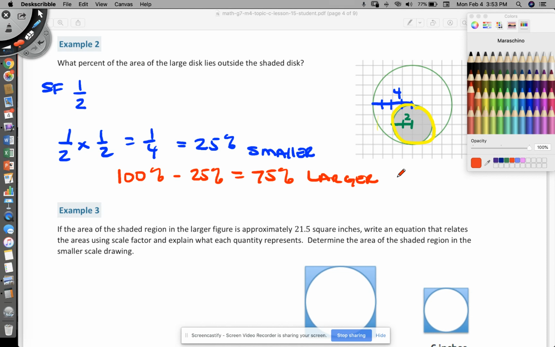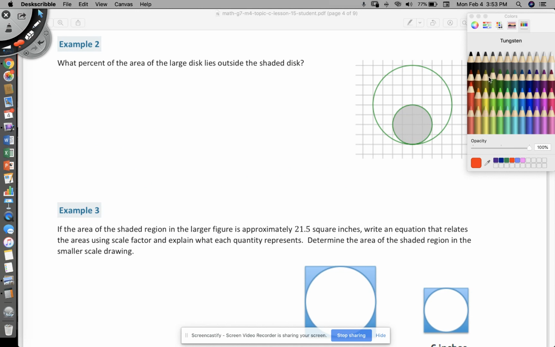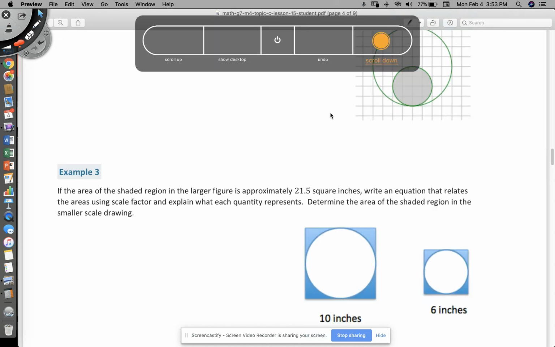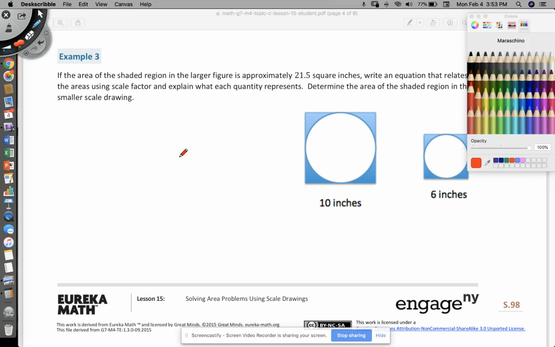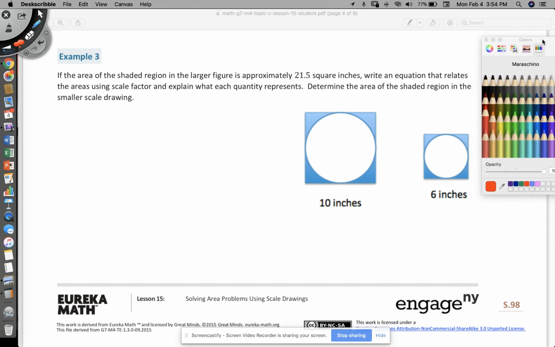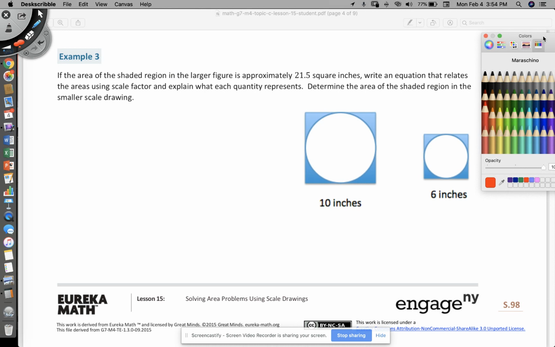And that's it. All right, this next one's the last one I'm going to do, and then the rest you are doing with your peers, or if you're watching this video at home, you're just going to try on your own, or you can ask a friend, of course. So here we go. Find the area of the shaded region in the larger figure. It is approximately 21.5 inches. I got to move my colors out of the way here. There we go. Write an equation that relates the areas using the scale factor and explain what each quantity represents. Determine the area of the shaded region of the smaller drawing.